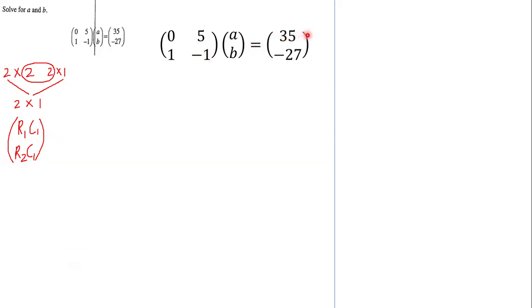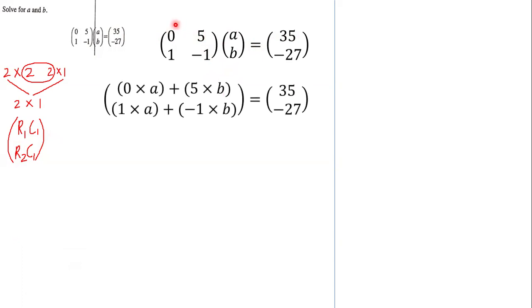Okay, so we're going to use this as our formula to help us to multiply these two matrices. Now, if we look at the formula, it says row 1, column 1. So we have to multiply row 1 by column 1. And so what does that look like? We're going to say 0 multiplied by A, which we have here. Then we have 5 multiplied by B, which we have here.